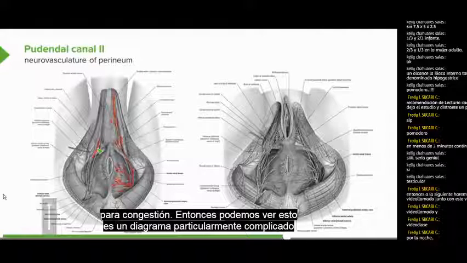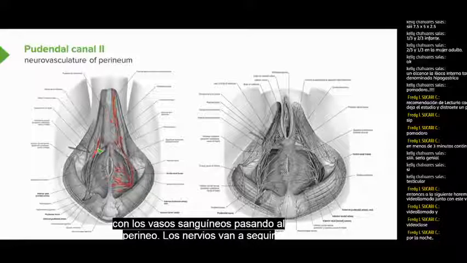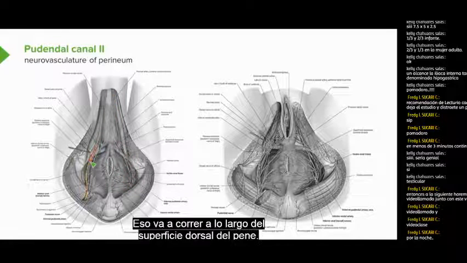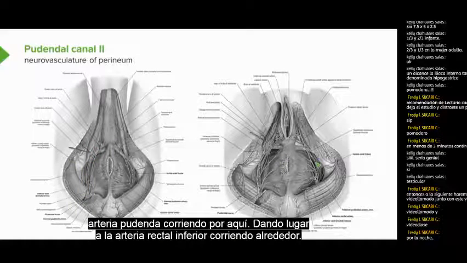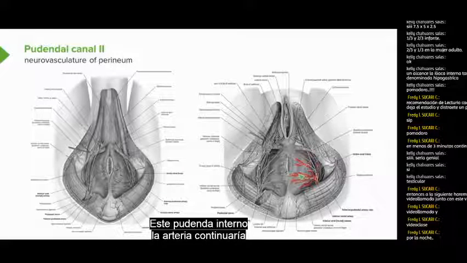So we can see this is a particularly complicated diagram with the blood vessels passing into the perineum. The nerves are going to follow, so we can pick out the dorsal nerve of the penis. That's going to run along the dorsal surface of the penis. If we look here at the female, then we have very similar structures. Again, we can see the internal pudendal artery running around in here, giving rise to the inferior rectal artery running around. This internal pudendal artery will then carry on.